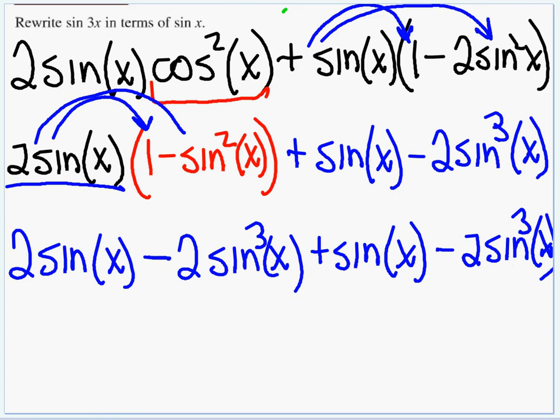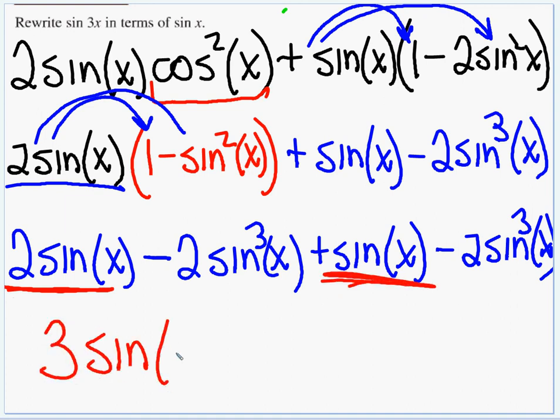All right. Let's combine up our terms. And I'm going to put the positive one first. So we've got a 2 sine x and another sine x. That makes 3 sine x. And then we've got a minus 2 sine cubed and another minus 2 sine cubed.